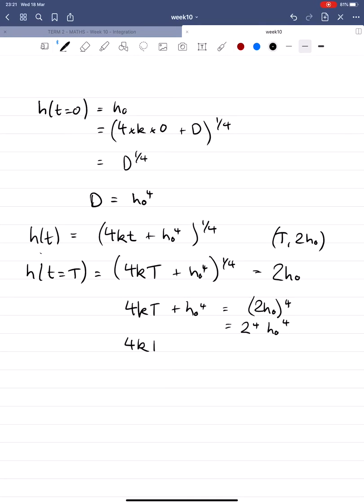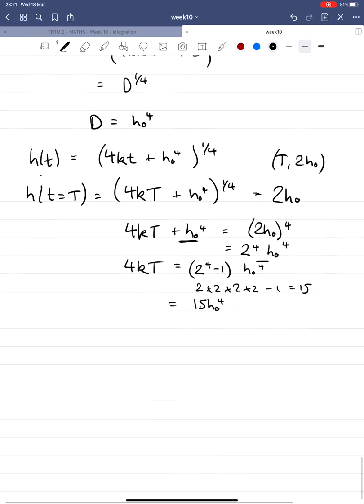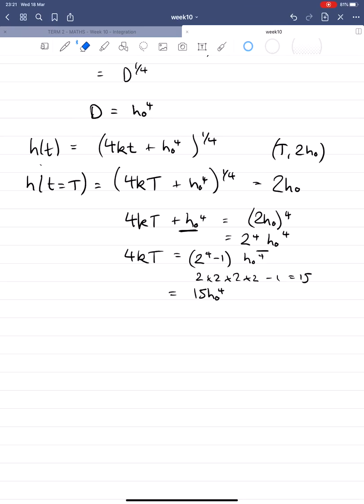So 4kT is equal to, subtracting this h0 onto this side, 2 to the 4 minus 1, h0 to the 4. This is 2 times 2 times 2 times 2. So 2 times 2 is 4, times 2 is 8, times 2 is 16, minus 1 is 15. So that's 15 h0 to the 4, which means k is equal to 15 over 4 h0 to the 4 over T, just by dividing by 4T from there.